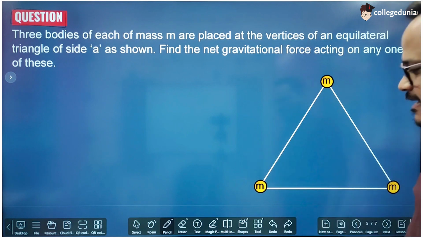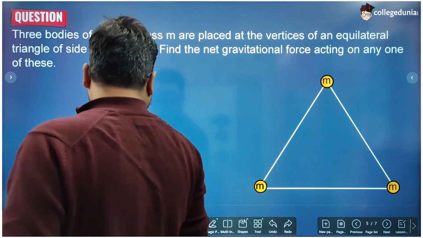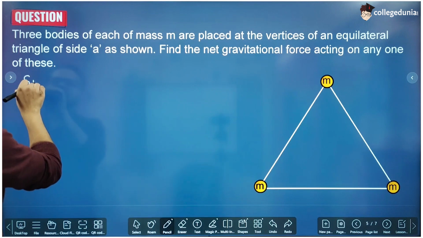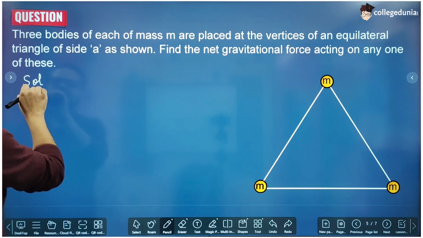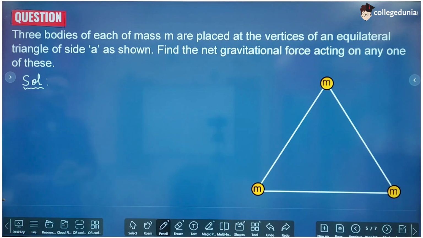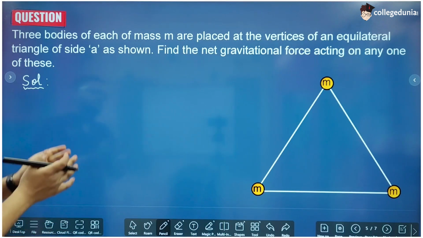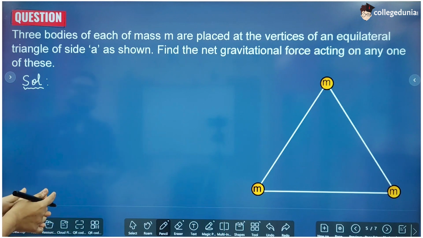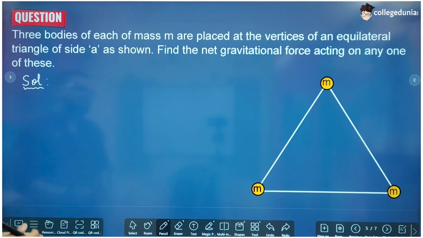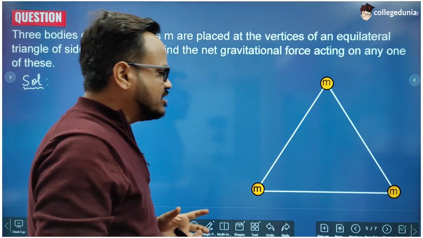Now, okay, this is an important question. Next. So there are three bodies, each of mass m, which are placed at the vertices of an equilateral triangle of side a. Find the net gravitational force acting on any one of these.